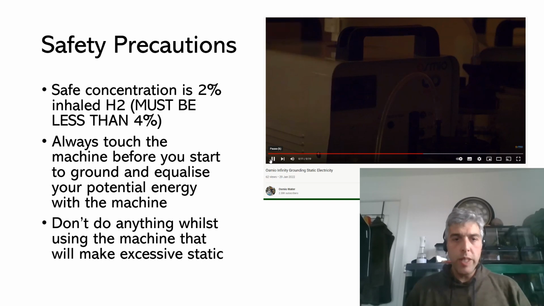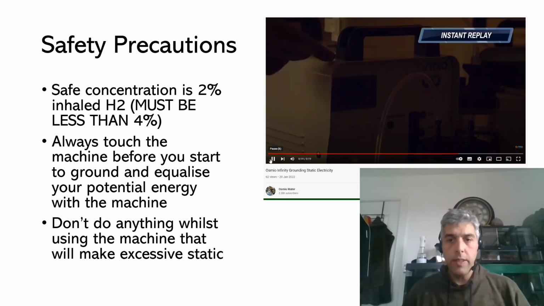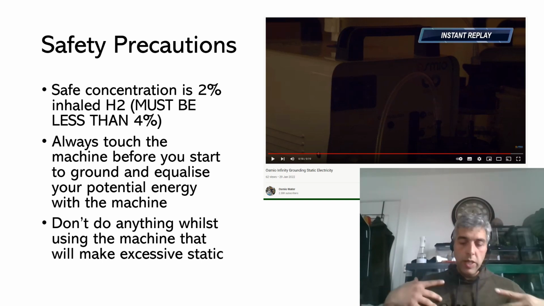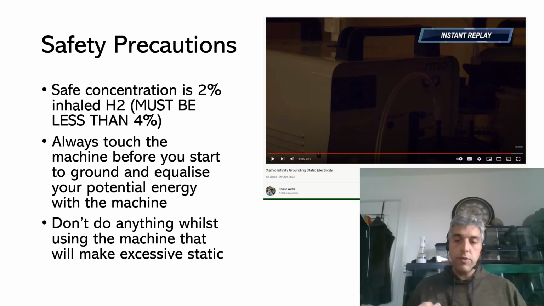So just to recap some really important safety precautions, as you can see, you need to make sure that concentration is 2%. You also need to make sure that you touch the machine to equalize your potential energy to the machine, to make sure there's no static on you that can generate a spark, which can even touch the tubing of the cannula and generate an explosion. And also be aware that someone else coming into the room can be of a different potential energy. So if they touch the cannula, or even you, that could change the situation as well.